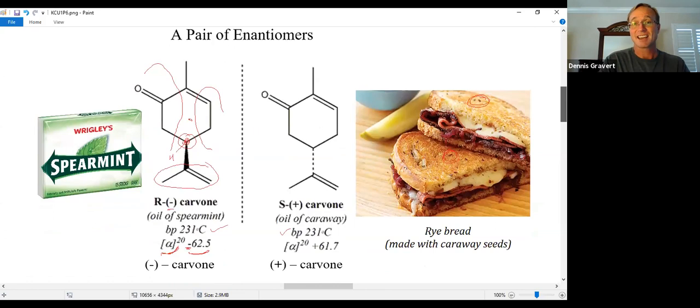It turns out that this molecule is a mirror image of that one. So when it goes into our nose, it binds to different nasal receptors and sends a different signal to the brain. It says, not minty fresh, you're having this type of sandwich with rye bread. And the only difference is the 3-dimensional orientation of this group.